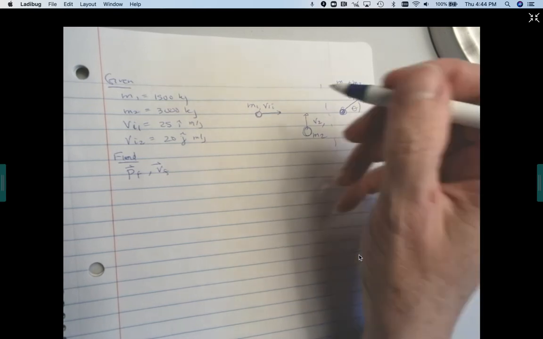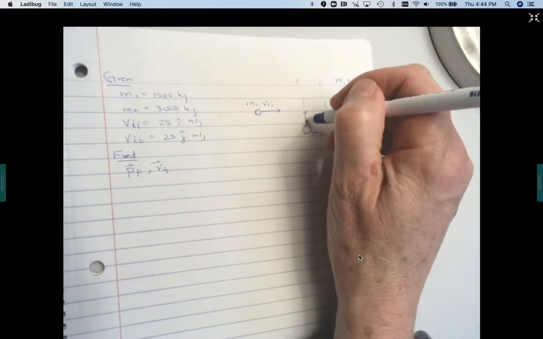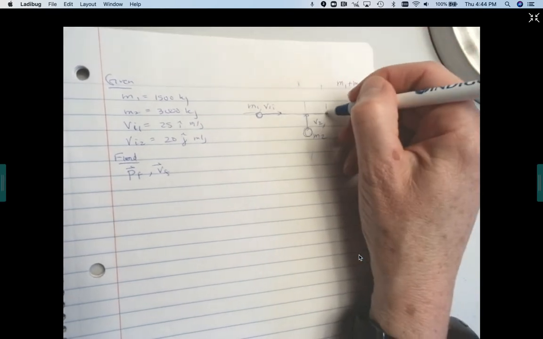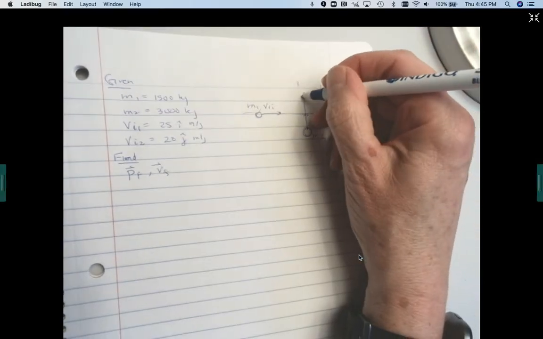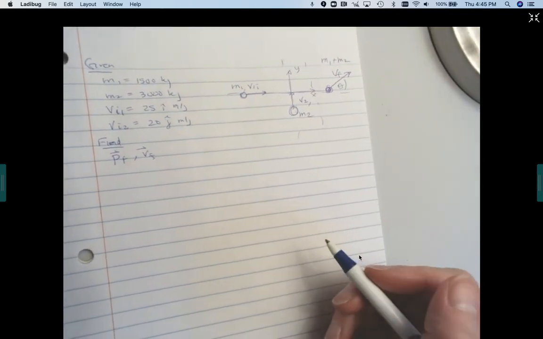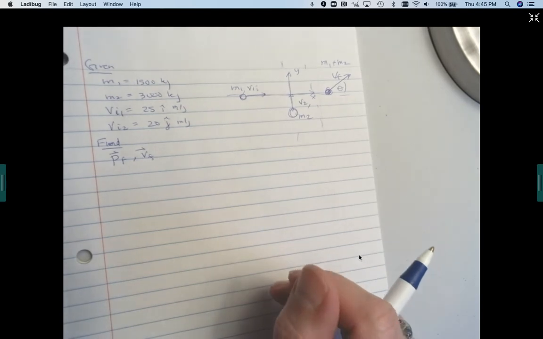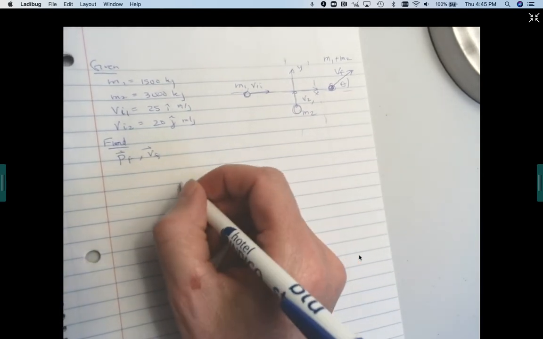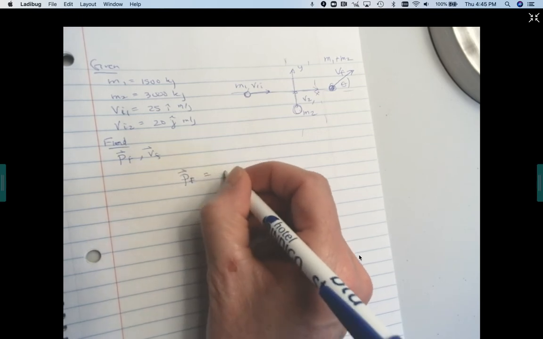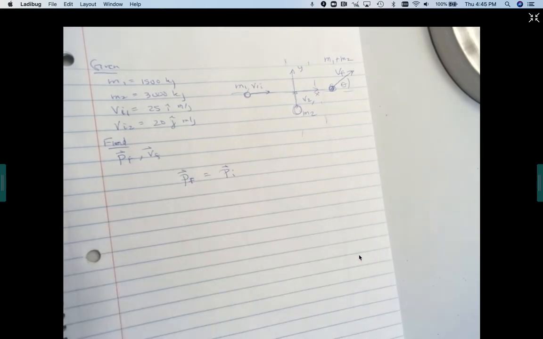Okay, so this is a vector problem. I'm going to put my coordinate axis in the regular way, so this is going to be my x, and that's going to be my y. Okay, so this is the first time we've had to worry about the full vector nature of momentum, right? We've just done one-dimensional problems. Okay, so we're going to do final momentum equals the initial momentum.